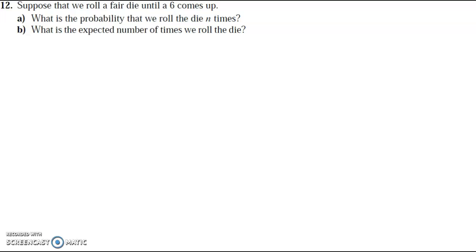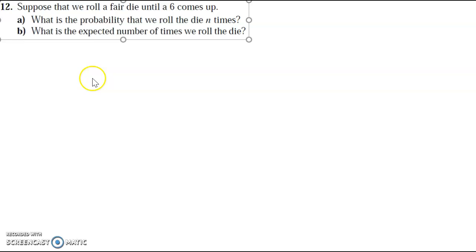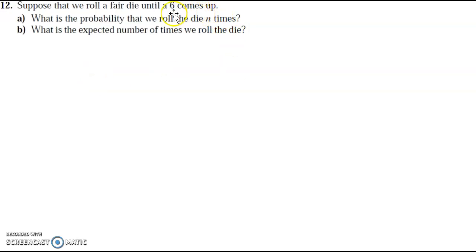All right, so let's go on to the next problem, which is 12. Suppose that we roll a fair die until a 6 comes up. The first question is, what is the probability that we roll the die n times? So let's think about that case first. Okay, let's try to find a pattern.